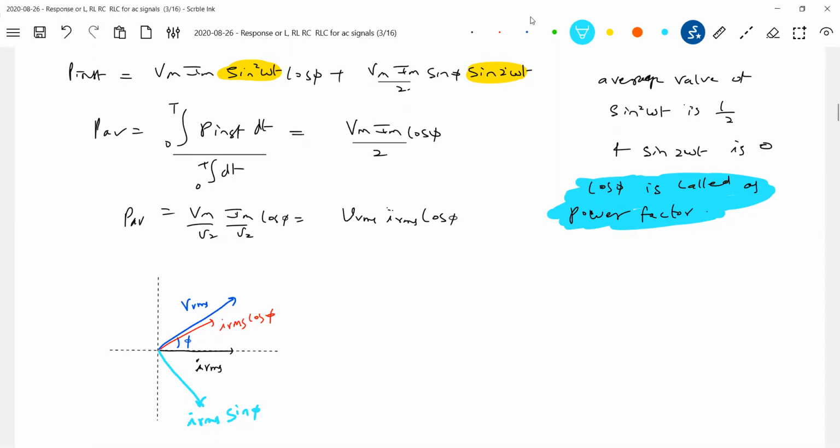I_RMS sin phi. Which component of current will actually be responsible for the power dissipation? I_RMS cos phi. What about I_RMS sin phi? It will not dissipate power, so this is called a wattless current. This particular current, I'll call it a wattless current.